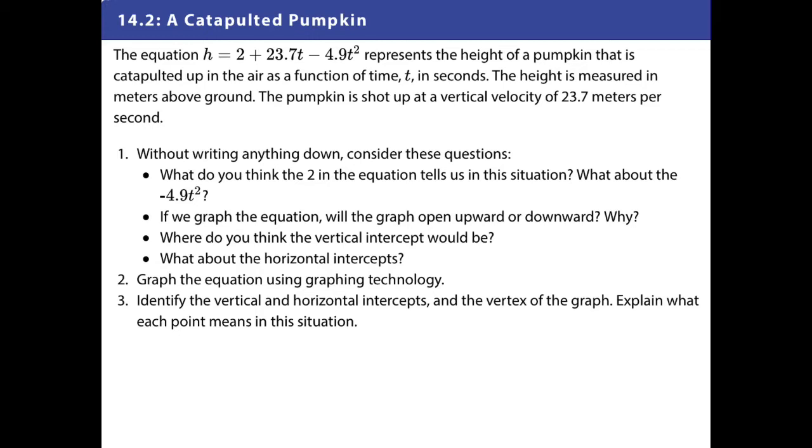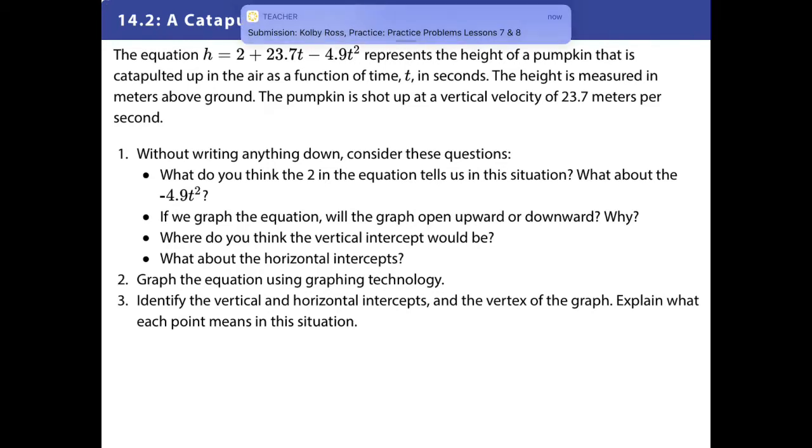The vertical intercept would be at (0, 2), because when t is 0, the height is 2 meters. And the horizontal intercepts are hard to tell without graphing or having the equation in factored form. One of them will be located around (5, 0), because substituting 5 for t gives a height of negative 2 meters, which is pretty close to 0.